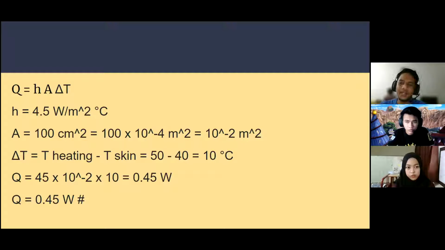For the solution, we will use the formula Q equals h A delta T. The h is the heat transfer coefficient for the skin, A is the area, and delta T is the difference in temperature. We put in h equal to 4.5, then we calculate the area, and delta T is 50 minus 40 for the skin and the heating pad. So we get Q equal to 0.45 watt. That's all from me, I will pass to the next presenter.